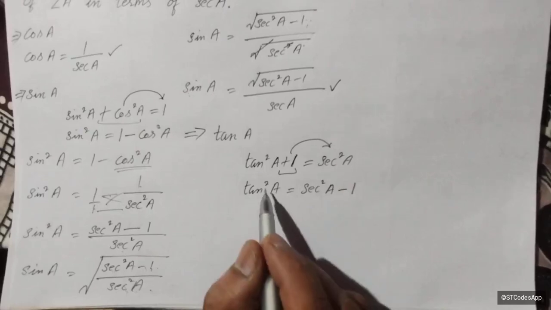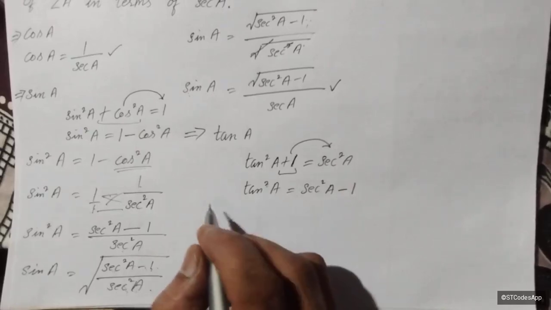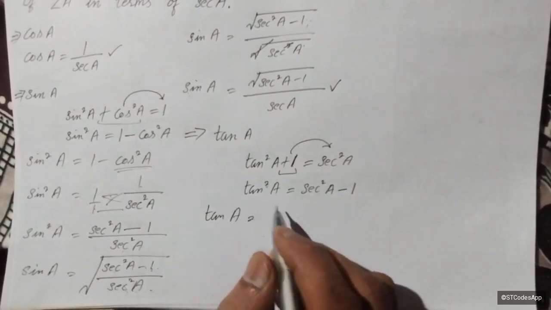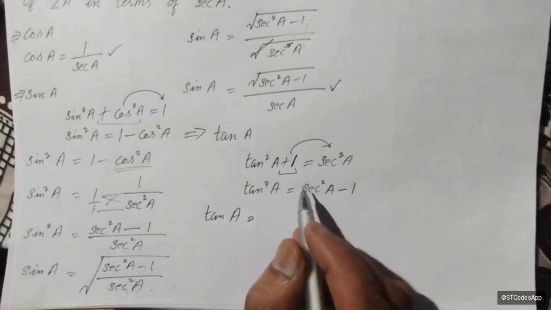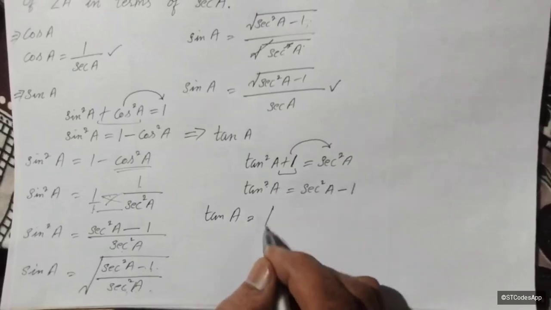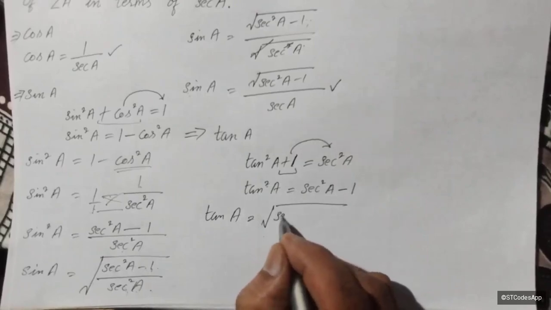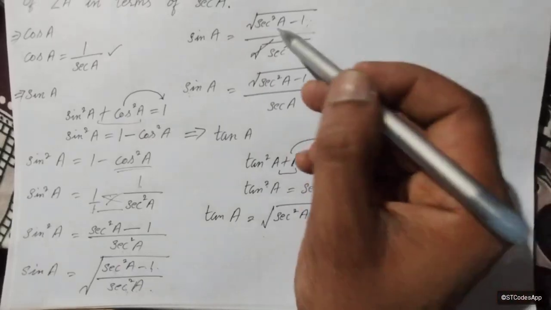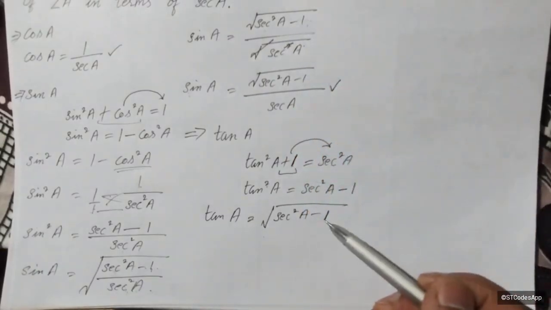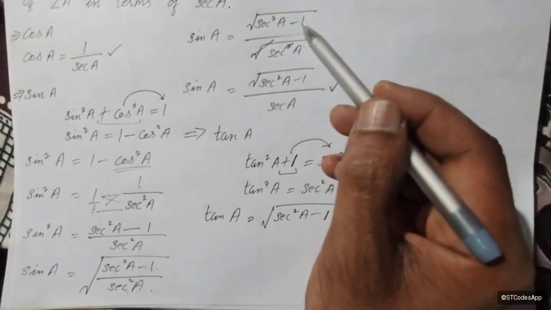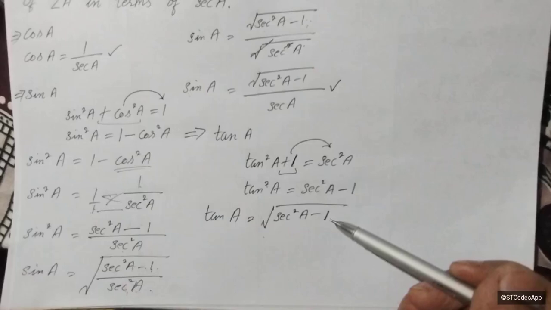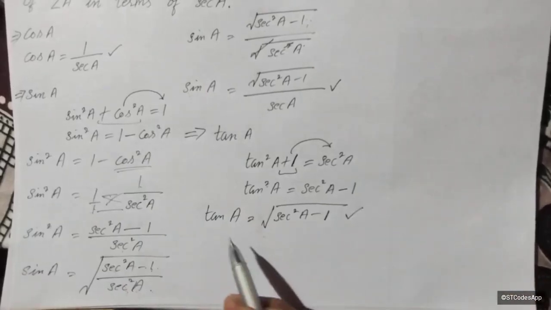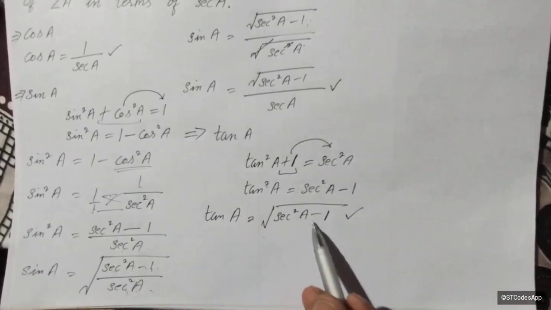Okay, now if we are removing this square, what will happen? Tan A is equal to under root of sec square A minus 1. So the same came, sec square A minus 1. We cannot solve this further, so the same will be the answer of tan A. We have changed tan A into under root of sec square A minus 1.